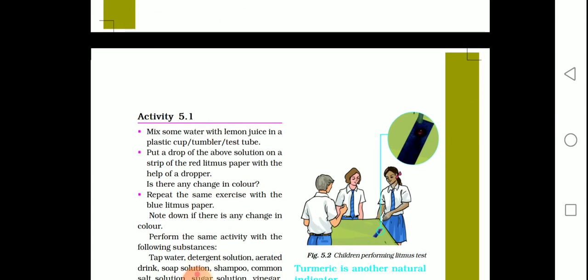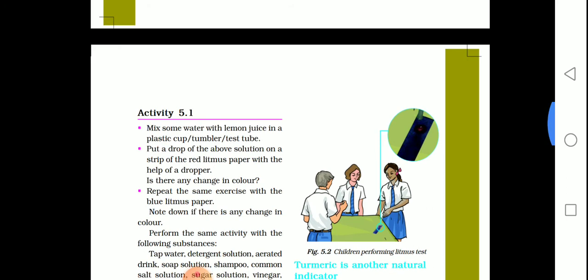If you go for activity 5.1, it is said to mix some water with lemon juice. Lemon juice, is it acid or base? It is acid. So put the lemon juice in a plastic cup, tumbler or test tube. Put a drop of the solution on a strip of red litmus paper with the help of a dropper. Take one litmus paper, and with the help of the dropper, put one drop of this mixture of lemon juice and water on the litmus paper.